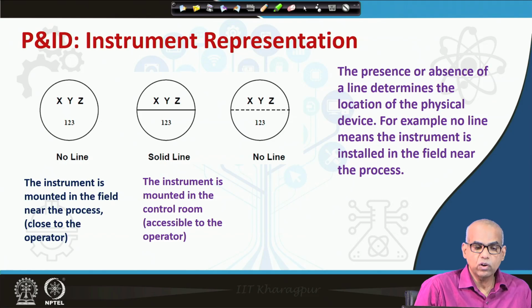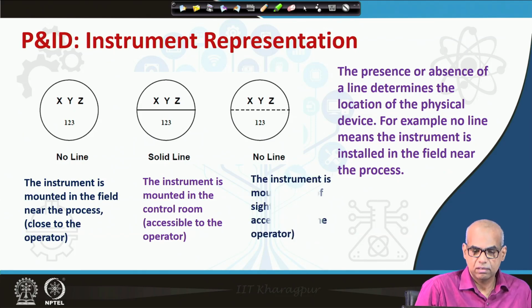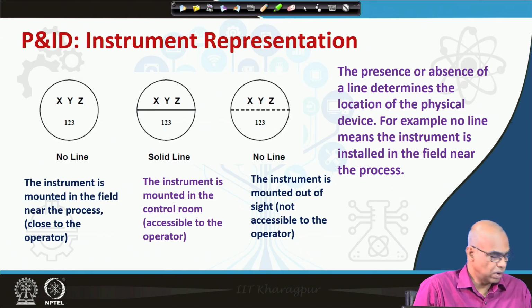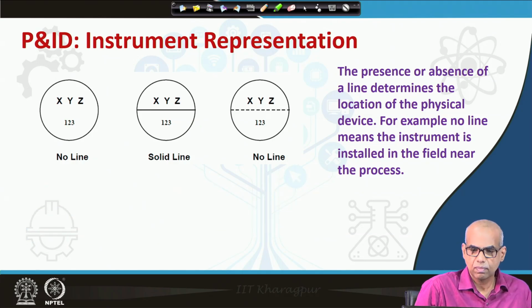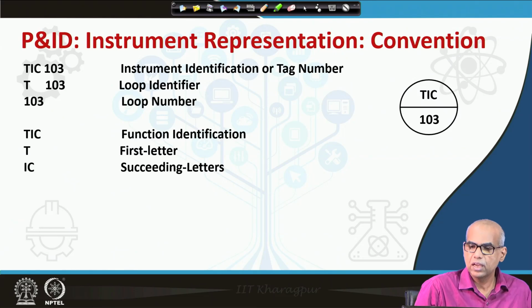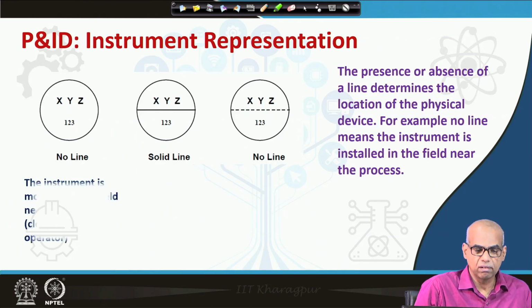When you have a solid horizontal line, it means the instrument is mounted in the control panel and it is accessible to the operator. When you have a broken horizontal line, it represents the instrument is mounted out of sight. It is not accessible to the operator. It is behind the control panel, on the rear side of the control panel. So, if we now go back here, it means the temperature indicator controller loop number 103 and it is mounted on the control panel.